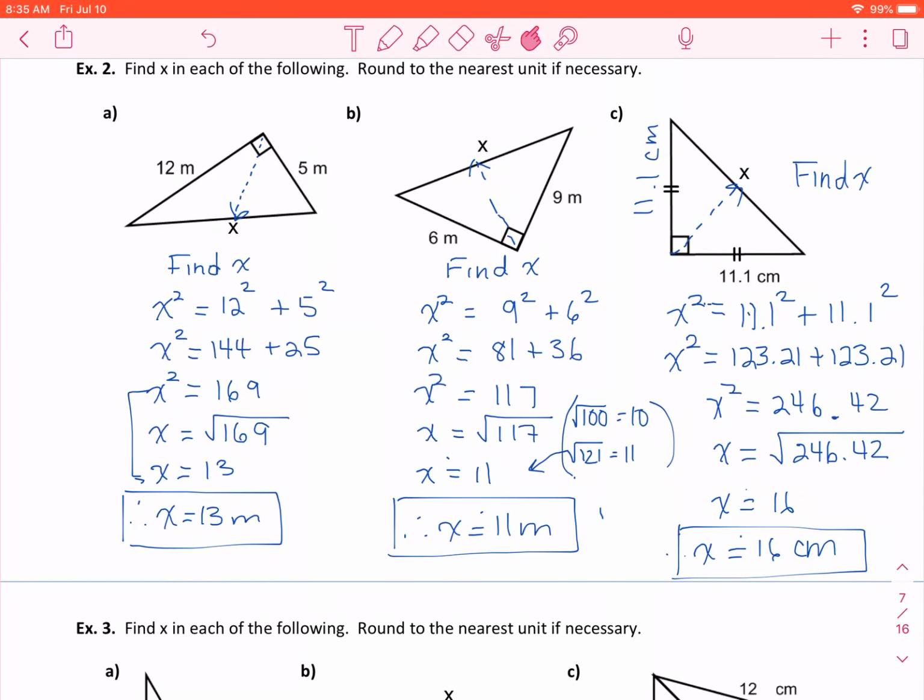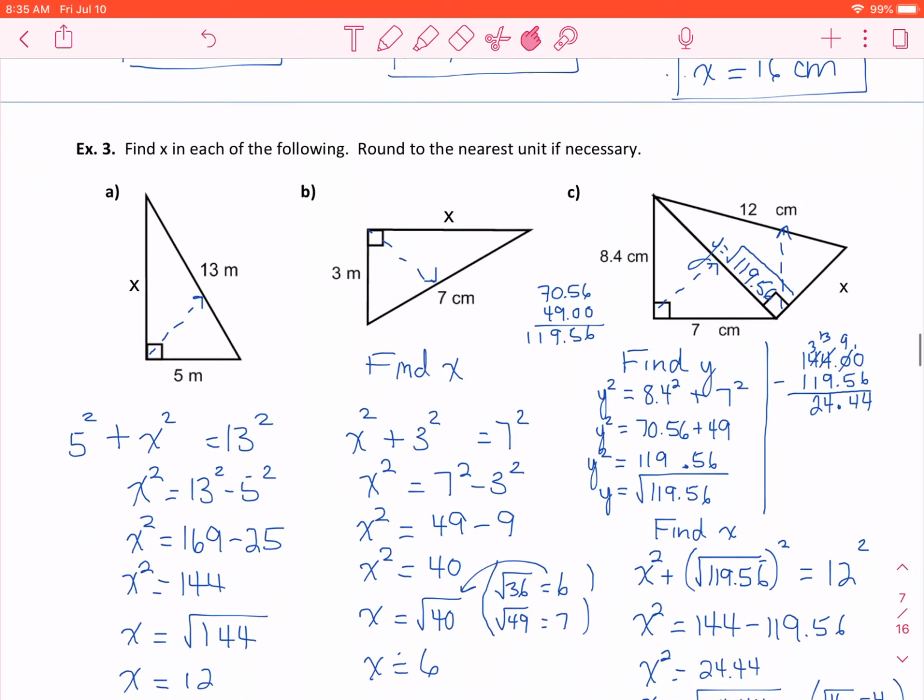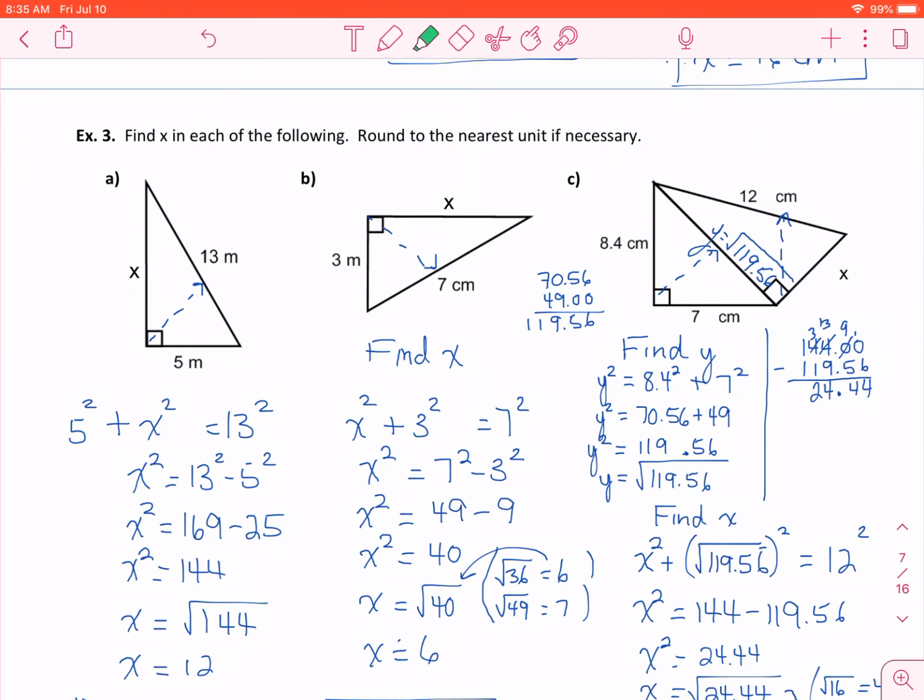Alright? So again, here are some examples of when you're looking for your hypotenuse. So you can see we are doing a squared plus b squared equals c squared. Okay? We can see how that changes when we're now looking for a leg. Okay? So again, you can start with a squared plus b squared equals c squared, but then you need to rearrange your terms so that one of your legs is isolated.